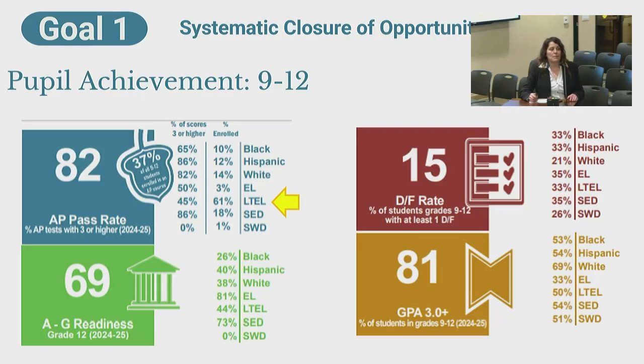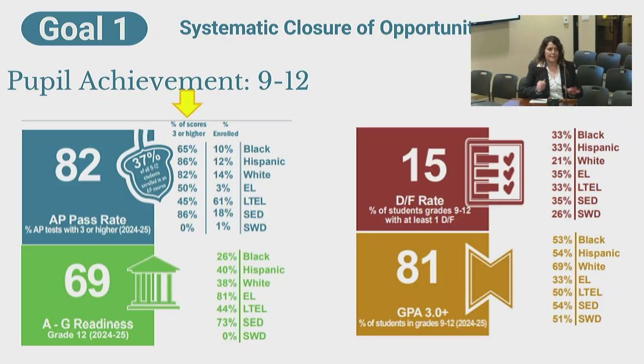So looking at AP pass rate, I'm going to spend a little bit of time here because this one is more data heavy and it's different than any other data point. When we look at this 82 here, it is representing 82% of the AP tests, not students, but the AP tests that were taken that earned a 3 or higher. And then 37% of the total students enrolled at Mountain House High School, of the total students enrolled, 37% are in AP courses.